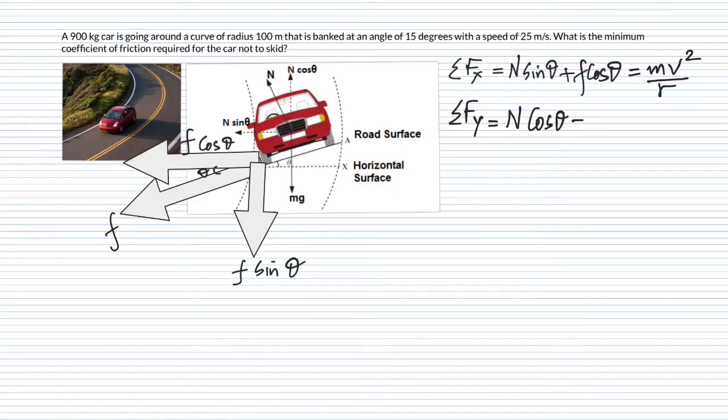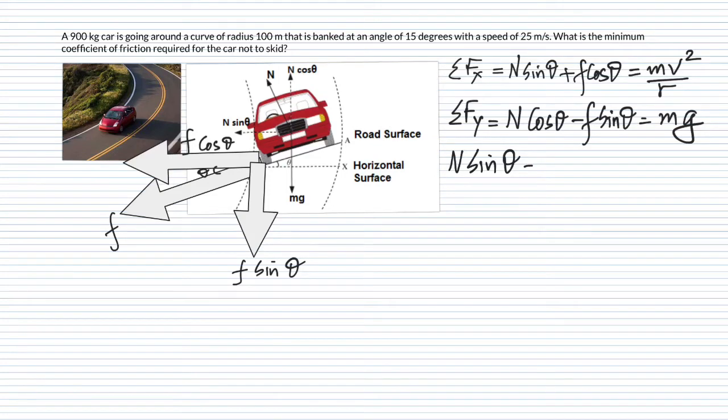So the total forces along the x-axis are N sine theta and f cosine theta, which should give us the centripetal force, right? And then along the y-axis, you have N cosine theta minus f sine theta, which should be equal to mg. So those are the two equations. f cosine theta plus N sine theta gives the centripetal force, and then N cosine theta minus f sine theta gives mg.